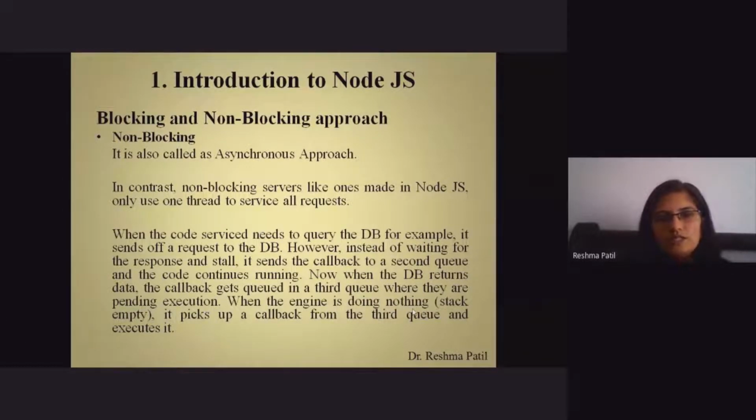When the engine is doing nothing, it picks up the callback from the third queue and executes it. Already one process is executing in that thread, and your first process, the database query, is complete. Now it is also in waiting state. When your first request, which is already going on, is complete, the thread will immediately take the process which has completed its database query, execute it, complete its execution and return the result to the client.